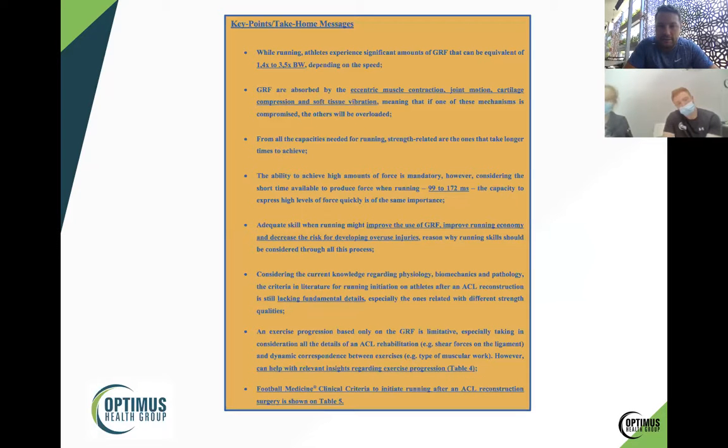And then lastly, ensure that you understand that an exercise progression based only on peak ground reaction forces is very limited, right? It's not taking into account all of the considerations that we need to in ACL rehab, but it is a really good base level to understand the amounts of forces on particular tissues.